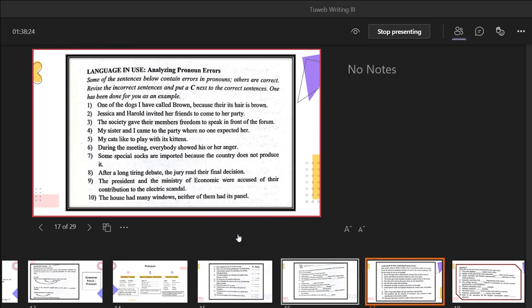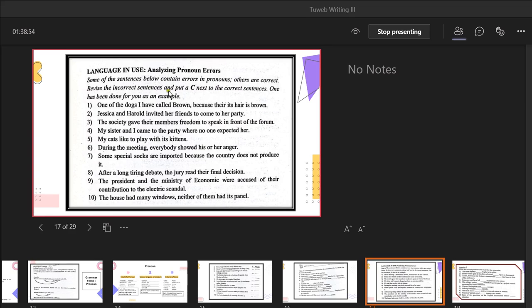Language in use. Analyzing pronoun errors. Some of the sentences below contain errors in pronoun, others are correct. And then we need to revise if that incorrect sentence. But then if it's correct, just say it's correct. Number 1 already done. One of the dogs I have called brown because their atau its hair is brown. Jadi jawabannya itu sebenarnya adalah its hair is brown.